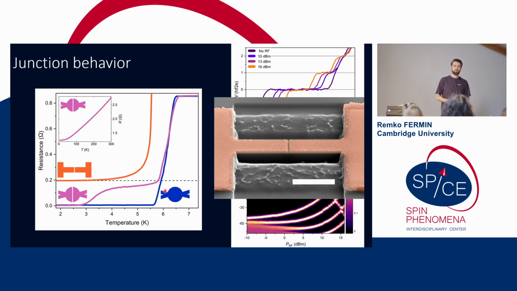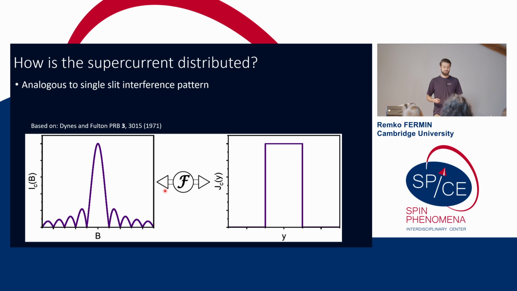All right, so now that we have established that we're dealing with these long-range triplets in the disk device, we would like to know how these supercurrents are distributed. To answer that, we can borrow a technique from optics, namely from the single-slit interference pattern that is typically found if you shine light on a narrow slit and then look at the projection of the light behind that slit. Then there exists this Fourier relation between the light projected behind the slit and the shape of the slit.